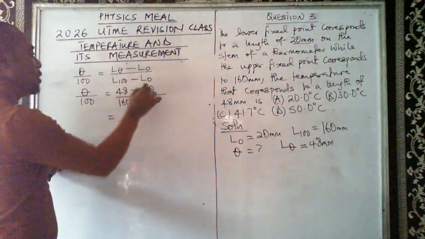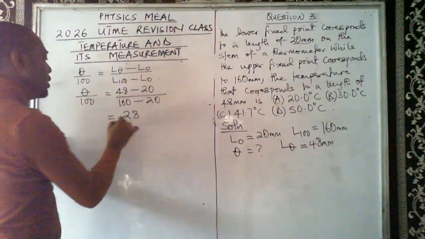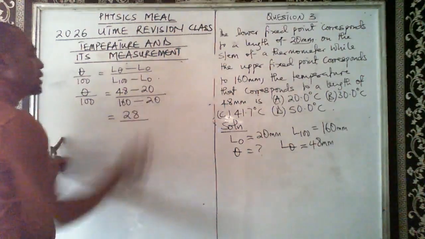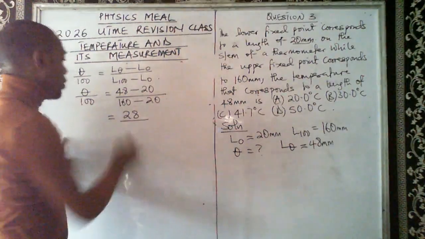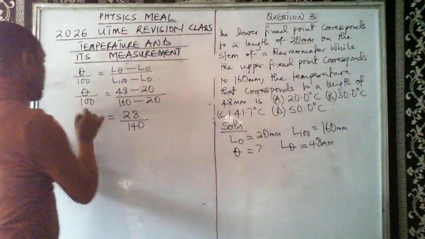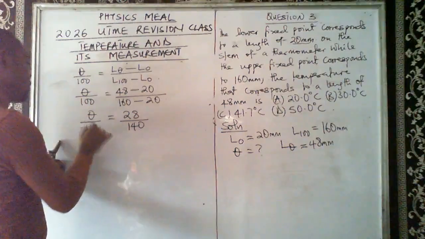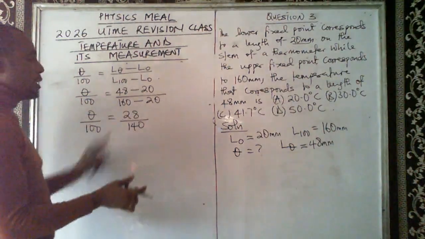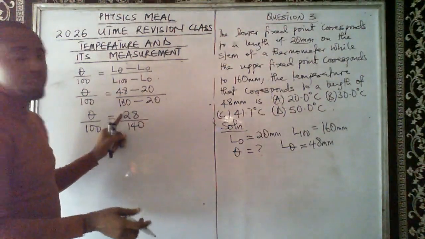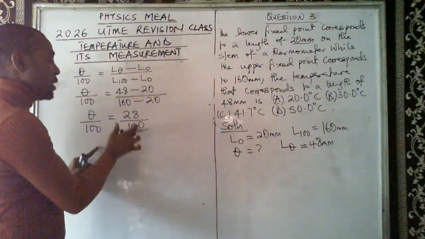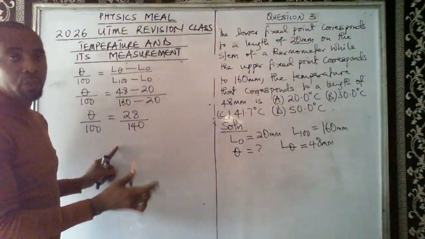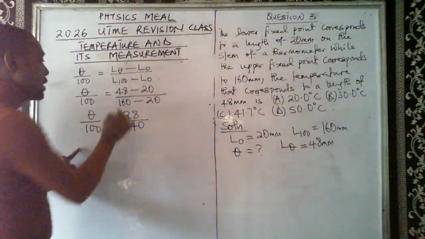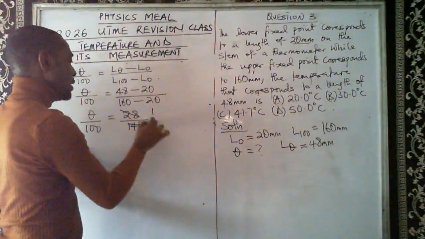So that will give me 48 minus 20, which is 28, divided by 160 minus 20, which will give me 140. That was theta over 100. We can actually break this down. I know that 14 can divide here. Even 28 can still divide here. 28 can divide itself 1. When 28 divides this, we are going to have 5, because 5 times 28 is 140. So 28 here is 1, 28 here is 5.